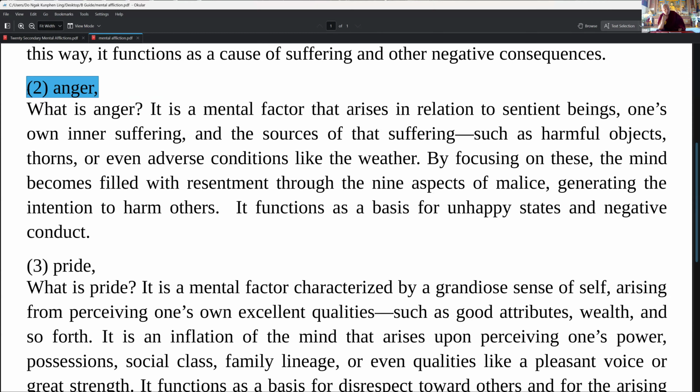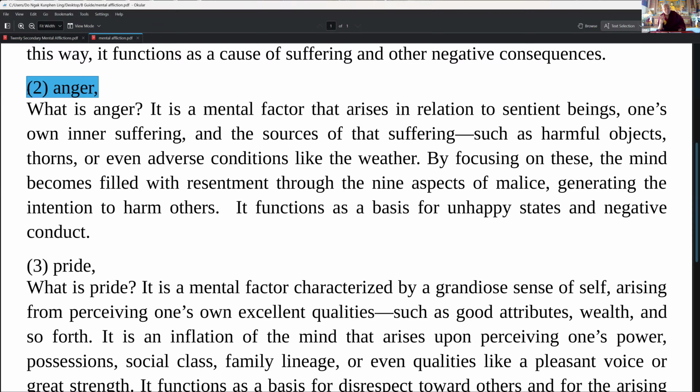It is a mental factor that arises in relation to sentient beings, one's own inner suffering, and the source of that suffering. The source of suffering could be thorns, or the food and weather, whatever you receive suffering from. That is what is meant by the source of suffering. So these are the main observation objects, the three objects through which you can manifest anger, right?